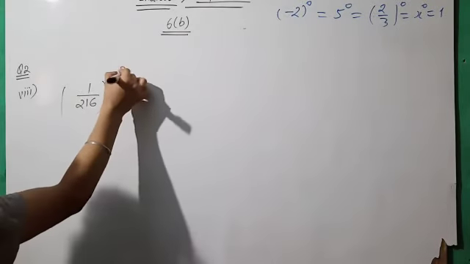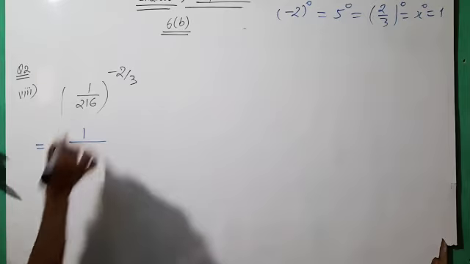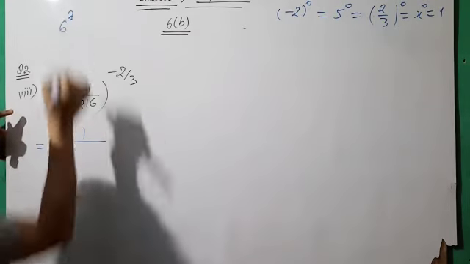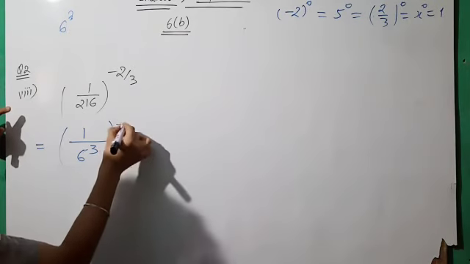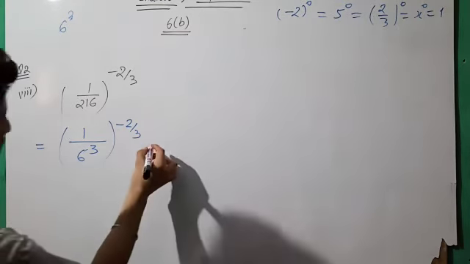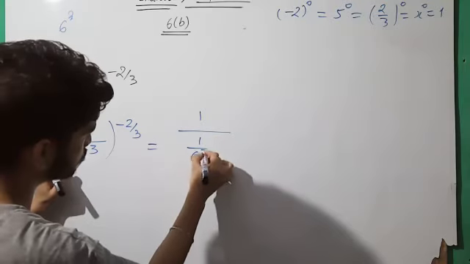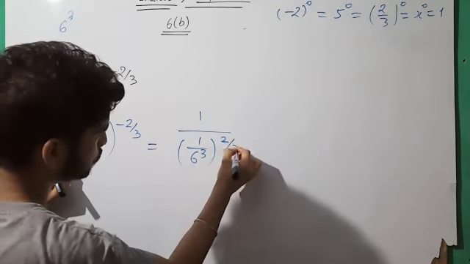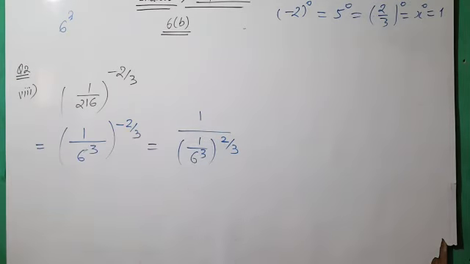Minus 2 to the power 3. You know 1 upon 216. 216 is the cube of 6, so we can write it as 6 cube, 6 cube to the power minus 2 by 3. Now, if you have to remove the minus, we have to change it to 1 upon 6 cube to the power 2 by 3. Yes or no? So we have to place 1 upon this.